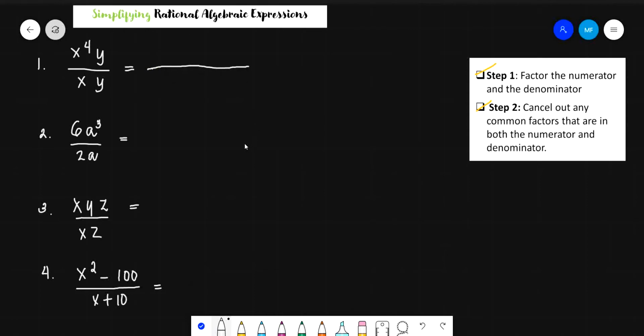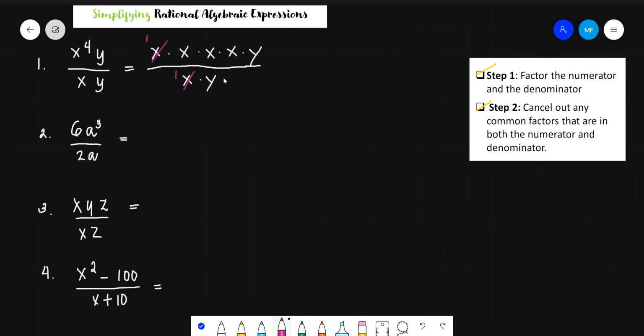Ano yung prime factors ng x to the 4th? Ilang x yan? We have 1, 2, 3, at 4. So, pag pinag-add natin, x to the 4th, times y. Okay? Next, sa denominator, we have x times y. Ngayon, cancel natin. Ano ba yung mga common factors niya? Meron bang x? Yes, meron. That is equal to 1. Meron pa ba? Wala na.